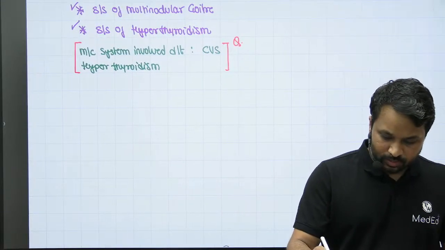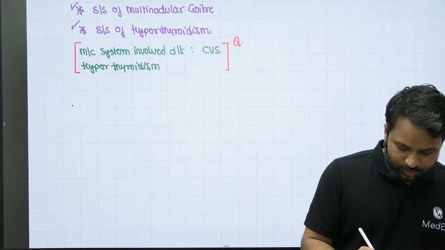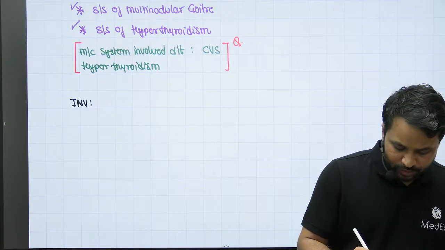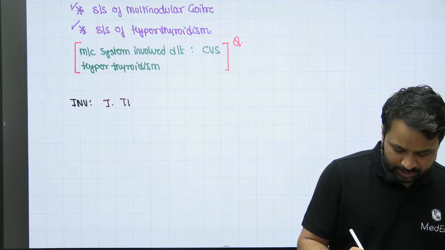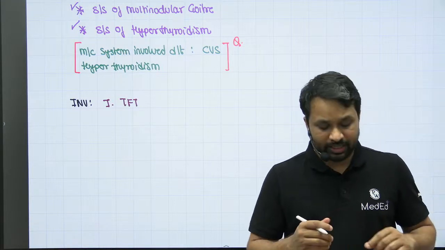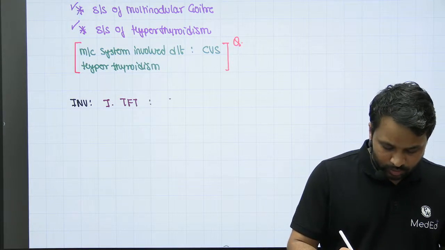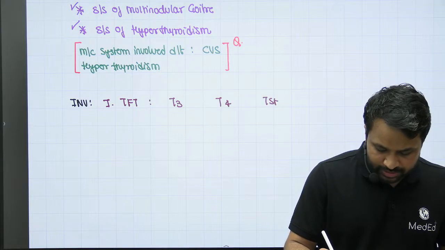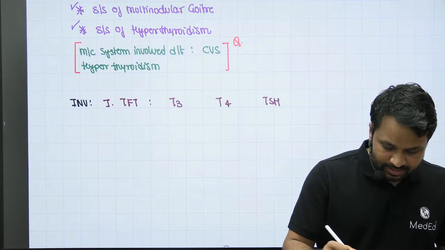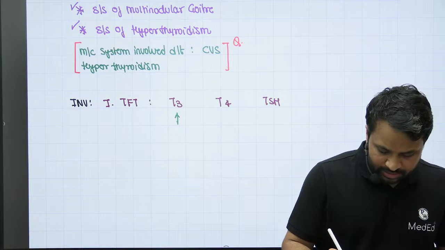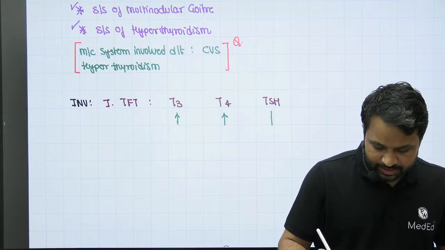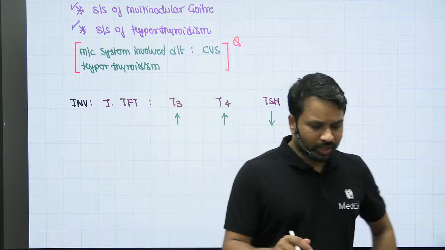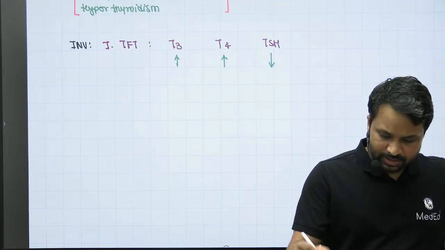Now again, I would like to evaluate this patient. In terms of investigation, our protocols are very strict. The first thing that I'm going to do is a thyroid function test. In the thyroid function test, you're going to look for T3, T4, and TSH. Because of excessive secretion of T3, T4, these are going to be high, and TSH is going to be low because of negative feedback, as expected. So I know it is a hyperthyroid status.